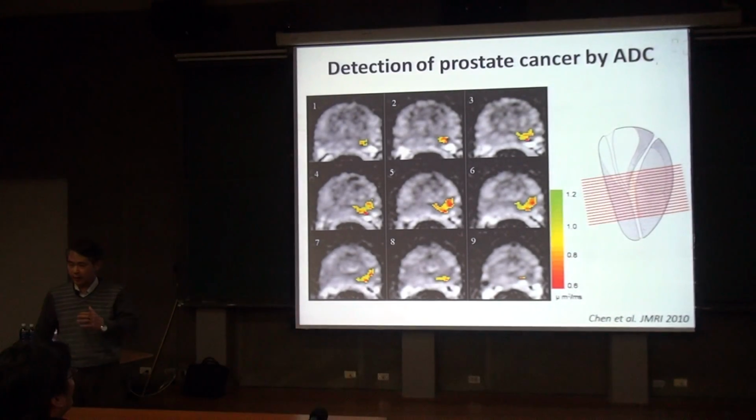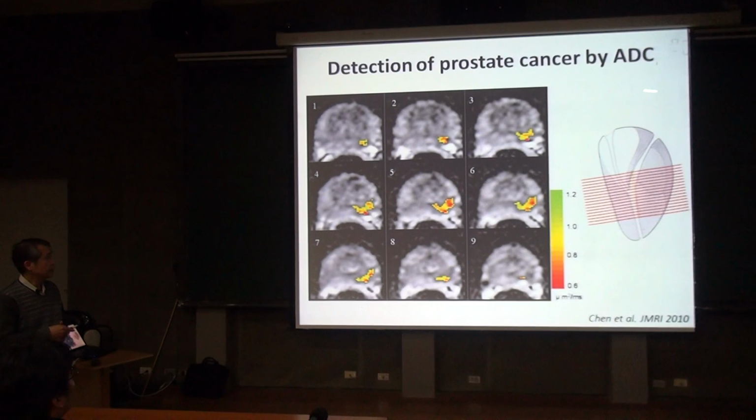So now I want to say something about some applications. Here we use diffusion tensor imaging to detect the prostate cancer. This is the prostate, okay? This is the urethra, and this is the ejaculatory tube. So we scan the prostate in this direction. So here we can see the prostate. And here I highlight as a red and yellow region.